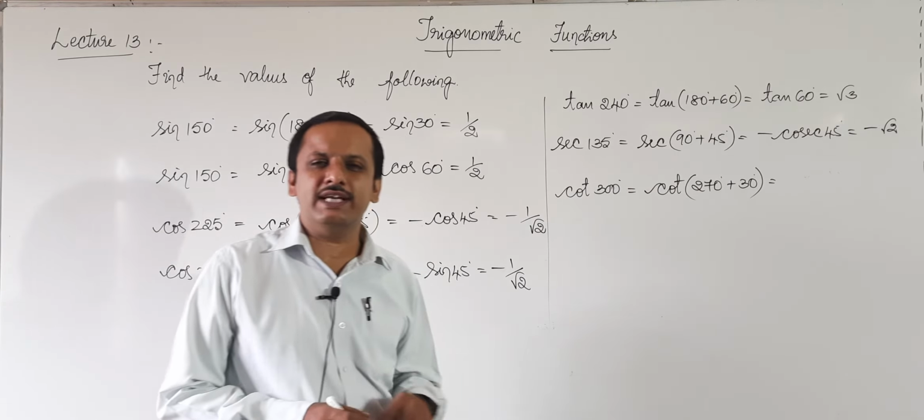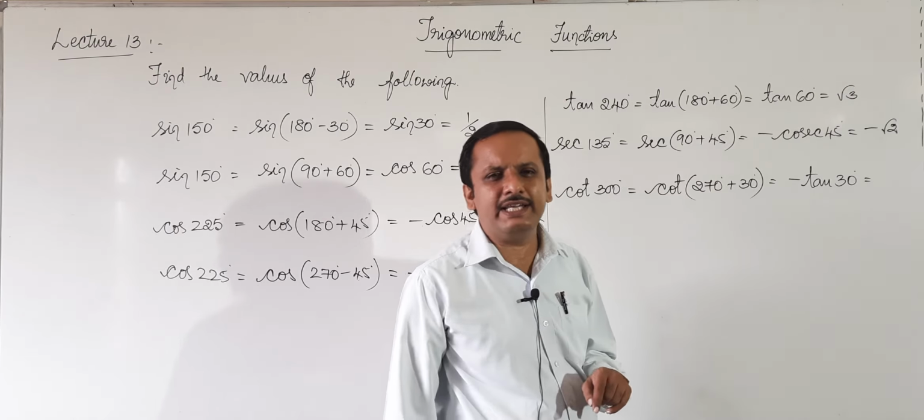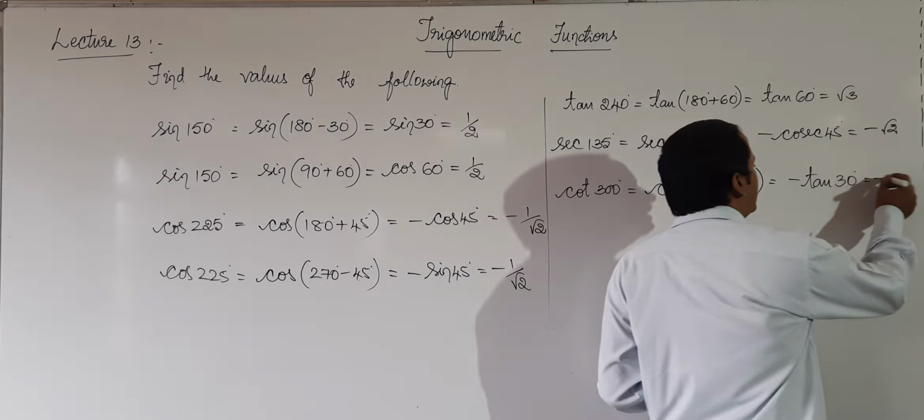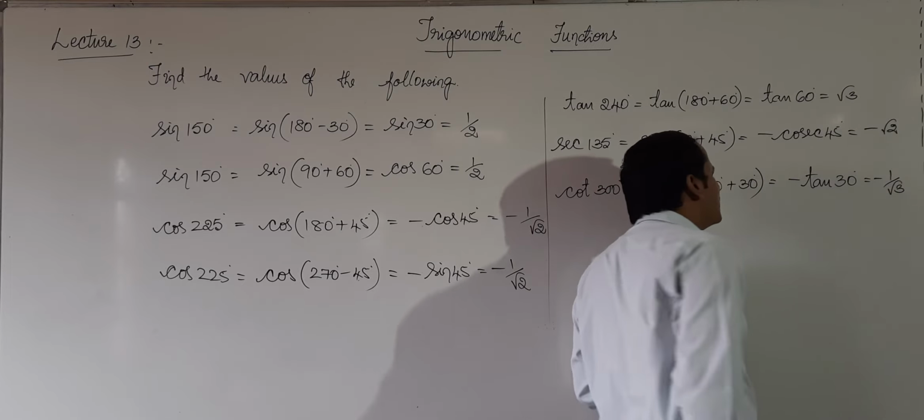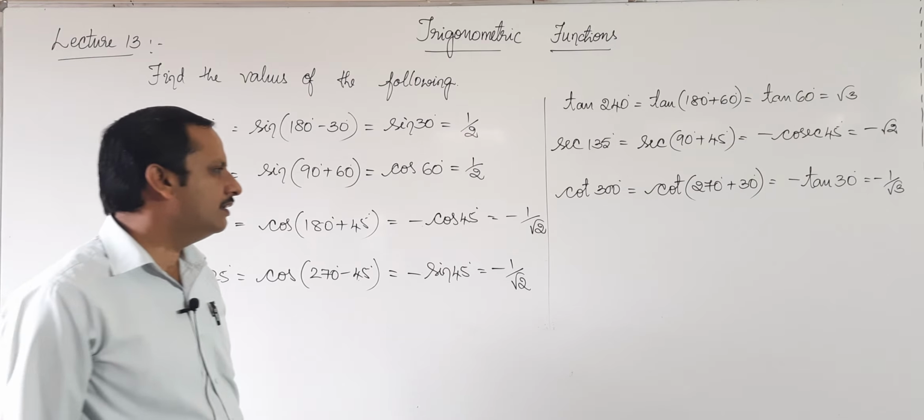Then 270 plus theta means we are using the vertical line. When we are using the vertical line, we have to change it to its cofunction. For cot, the cofunction is tan. So, you get minus tan 30 degree. What is the value of tan 30 degree? Tan 30 degree is equal to 1 by root 3. So, here the answer is minus 1 by root 3. Okay. Next.